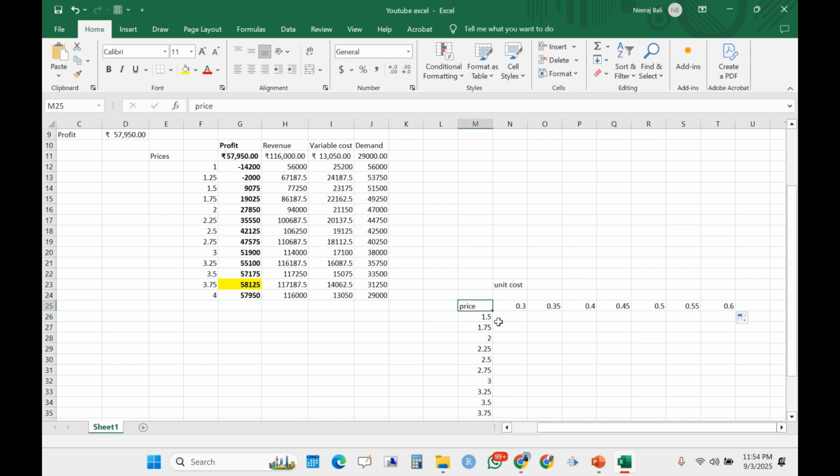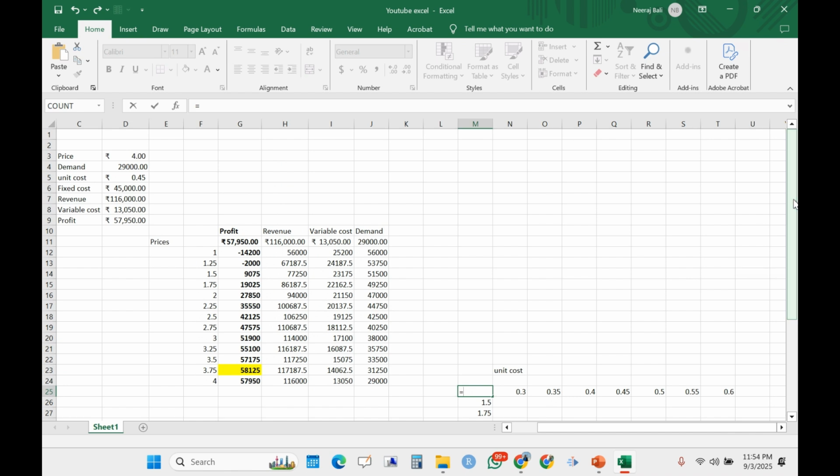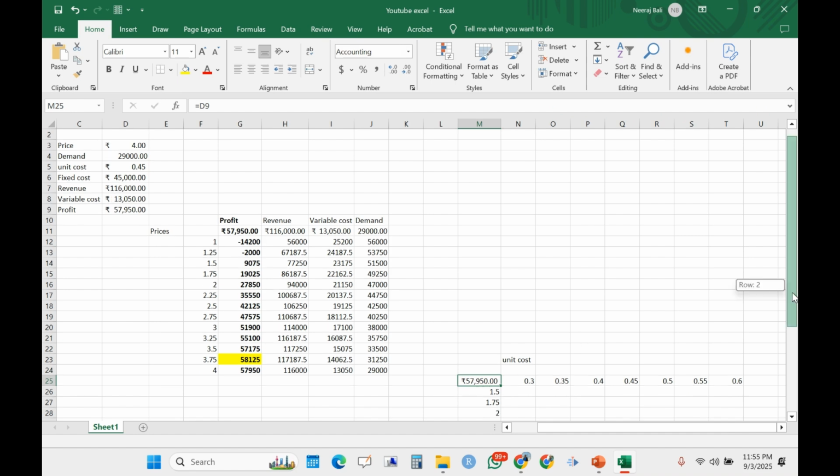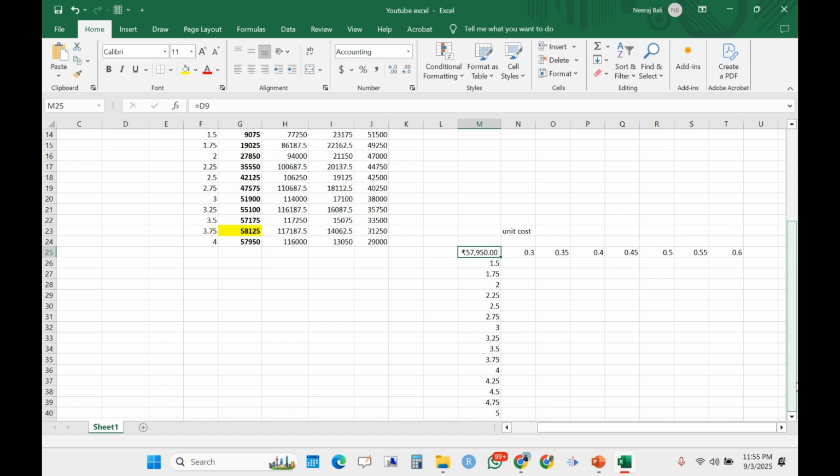So here we will put a profit. Here I will put the profit. Now we cannot do hard coding over here. I cannot put the profit figure. I have to put the equal to and link it with the model. Where is our profit? Here, D9, and press enter. The value has come 57,950. But this has come by putting the formula, not by hard coding.